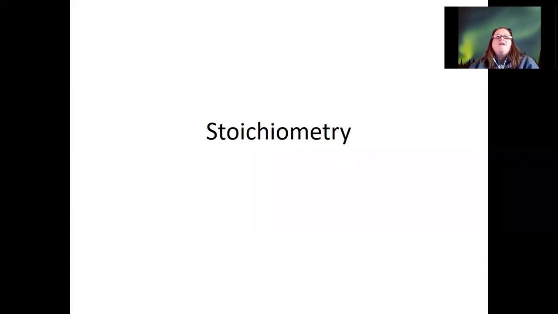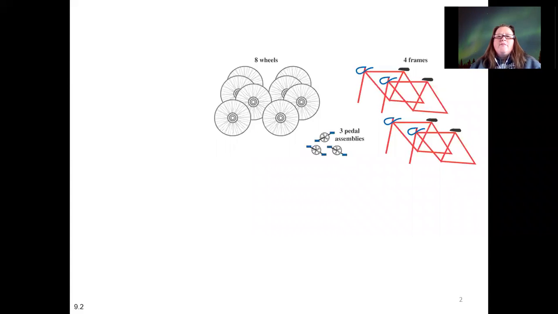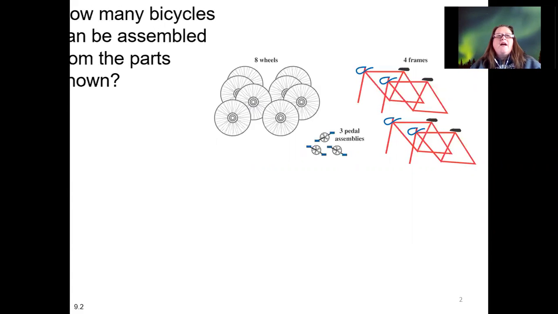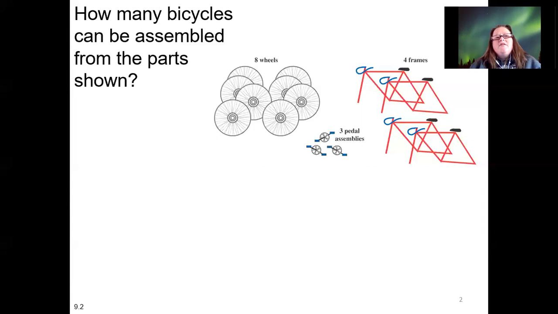Stoichiometry is like bookkeeping for chemistry, or we can make an analogy of a recipe. It's like having the right recipe for the reactants to make a certain amount of product. So just to get into the mindset of what to expect, I want you just to look at this question. How many bicycles can be assembled from the parts shown? We have 8 wheels, we have 3 pedal assemblies, and we have 4 frames.